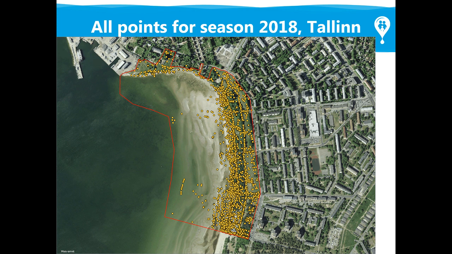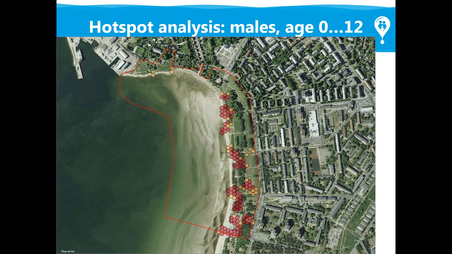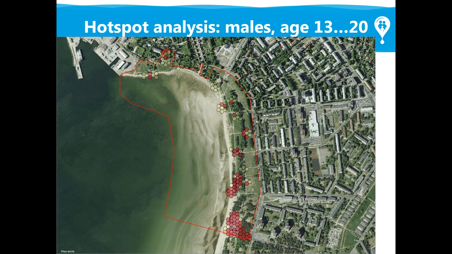Already looking at the map, you can see areas where people are more frequent and areas that are less frequented by users. But you can also apply more elaborate statistical analysis and go into, for instance, geographical analysis, hotspot analysis by age, for instance, how different age groups use the area.